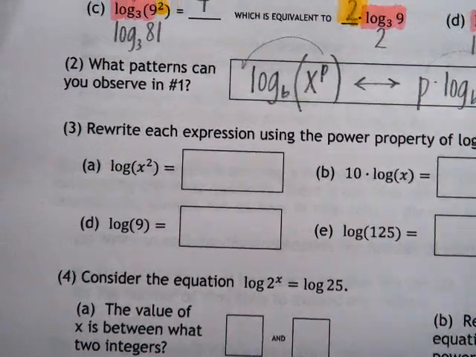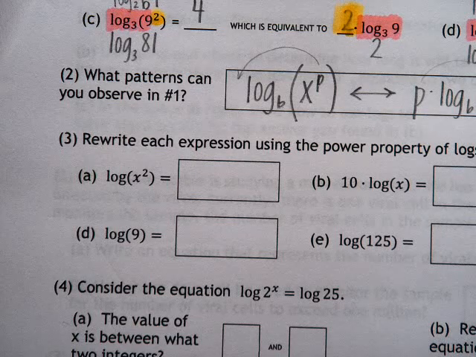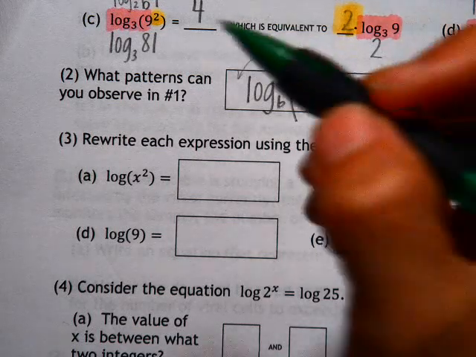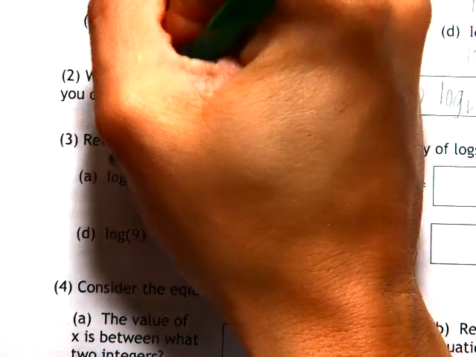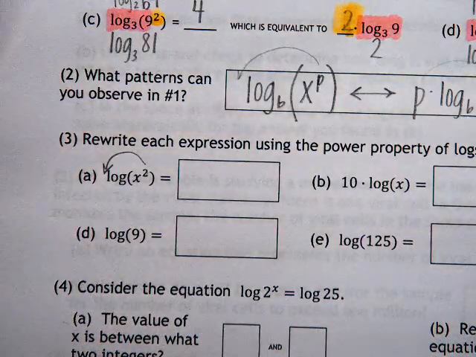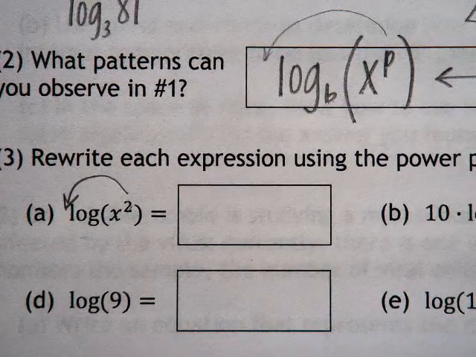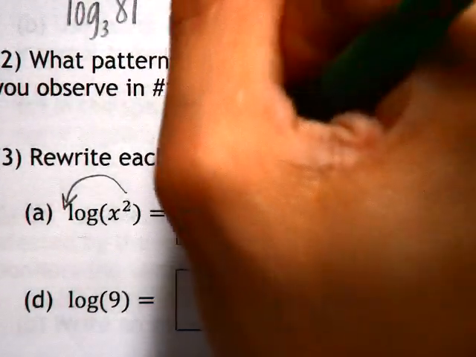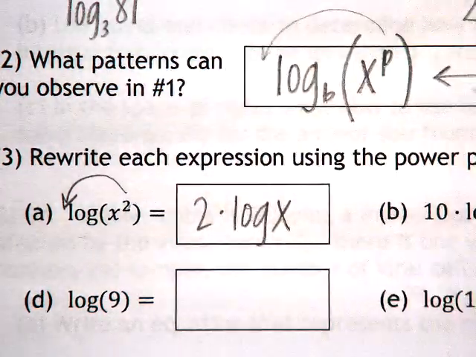In question number 3, let's look at this new thing that we're going to call the power property of logs. The power property basically, in a nutshell, just says that if you have any power as part of a log expression, you can bring it down in front of the log and make it a multiplication. So, if I wanted to rewrite letter A using the power property, I would call it 2 times log x.